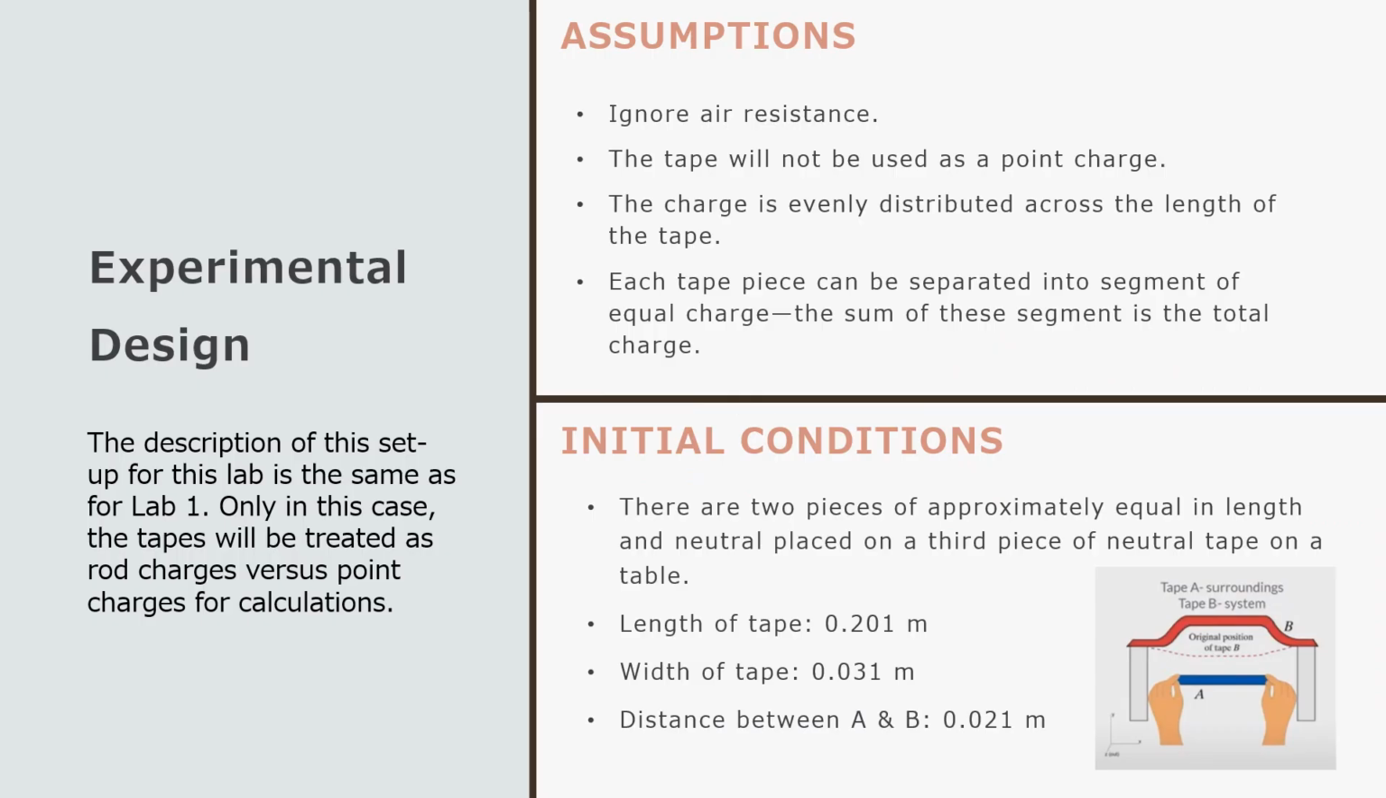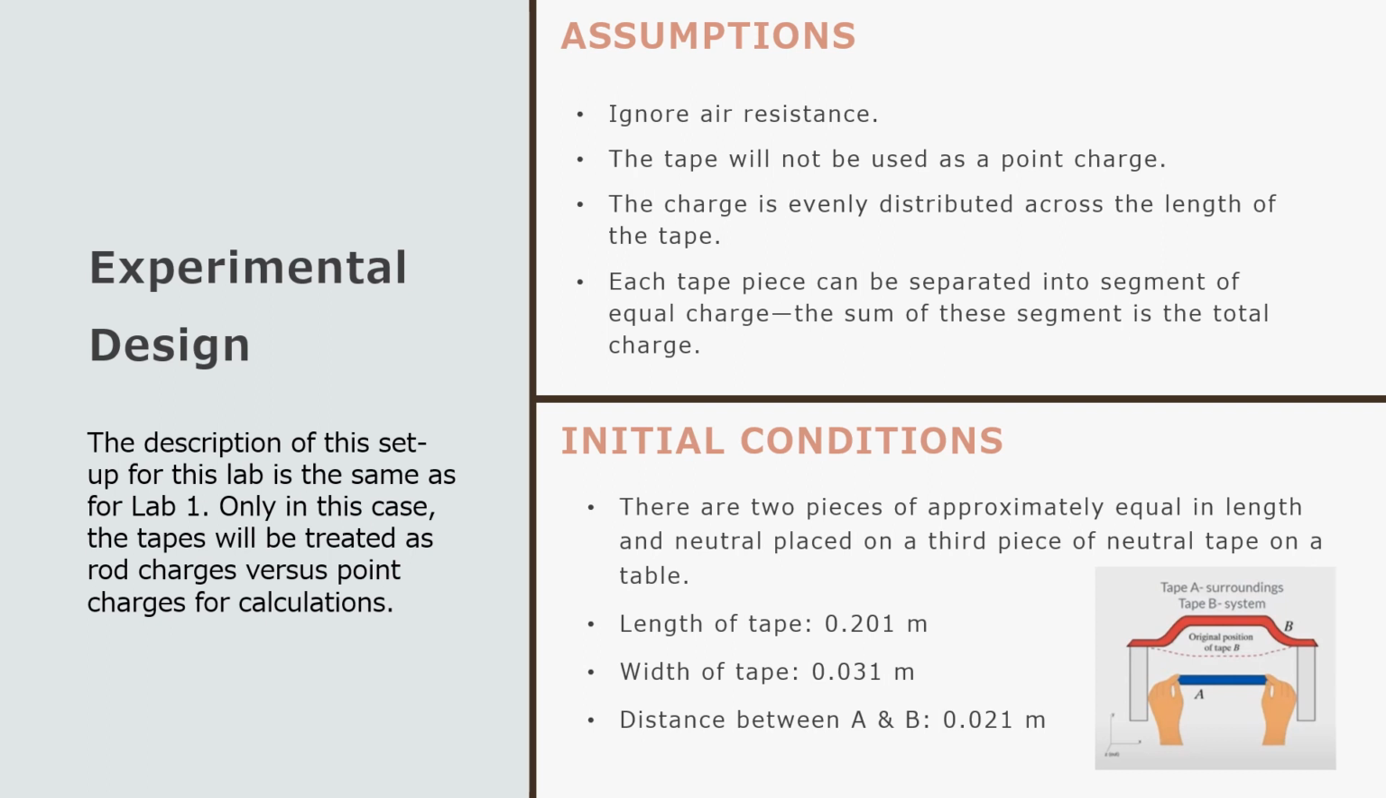The experimental design of this lab will be exactly the same as Lab 1, only in this case the tapes will be treated as rods versus being point charges for calculation purposes. The assumptions for this particular part of the lab are that we're going to ignore air resistance. The tape will not be used as a point charge, it will be used as a rod charge. The charge is evenly distributed across the length of each tape, and the tape pieces can be separated into segments of equal charge, and the sum of these segments is the total charge.